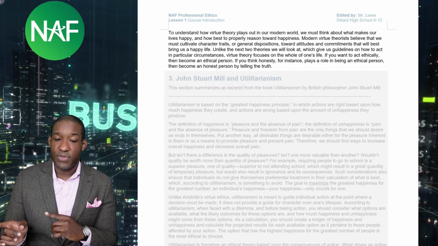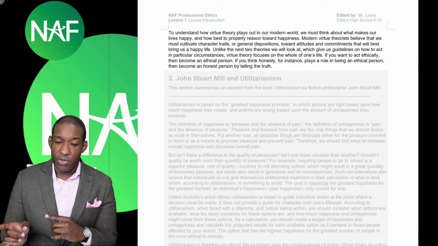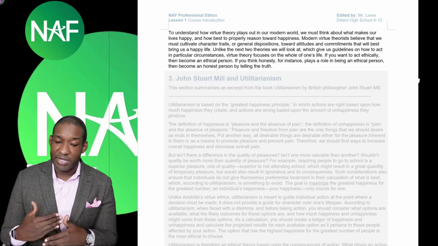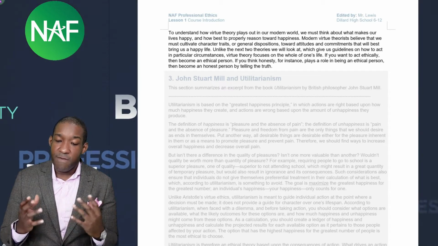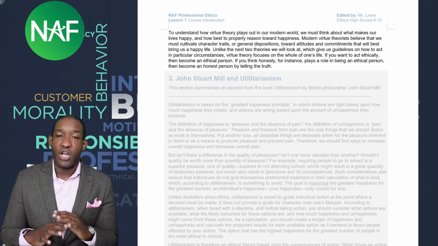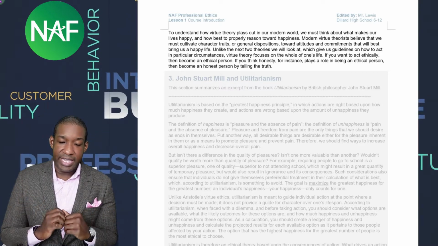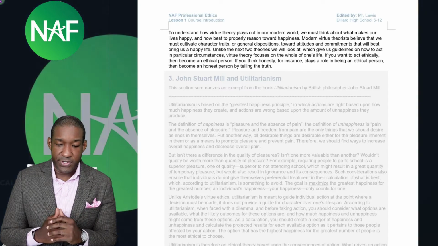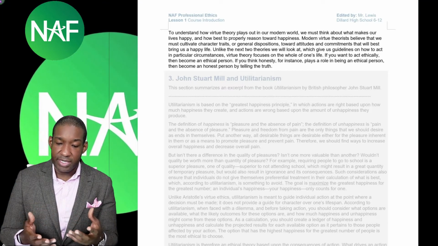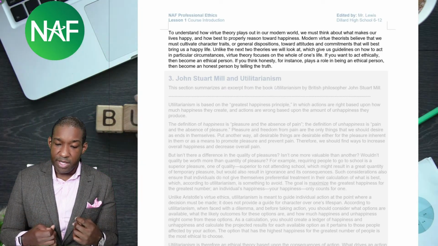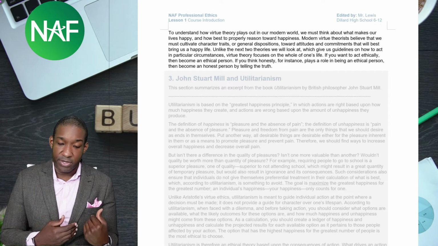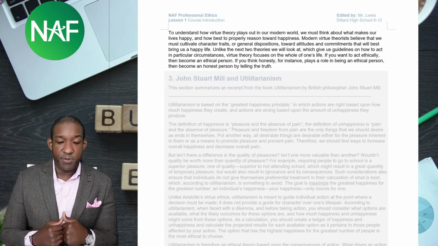Unlike the next two theories we will look at, which give us guidelines on how to act in particular circumstances, virtue theory focuses on the whole of one's life. If you want to act ethically, then become an ethical person. If you think honesty, for example, plays a role in being an ethical person, then become an honest person by telling the truth.